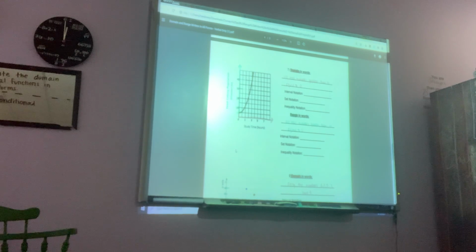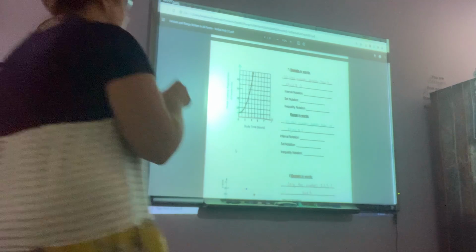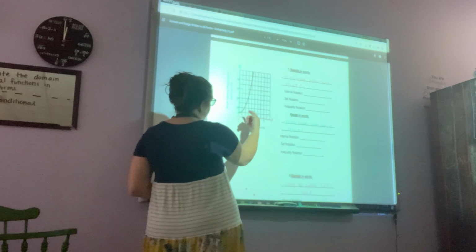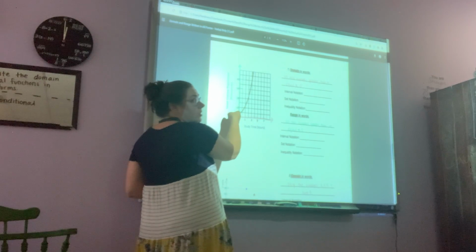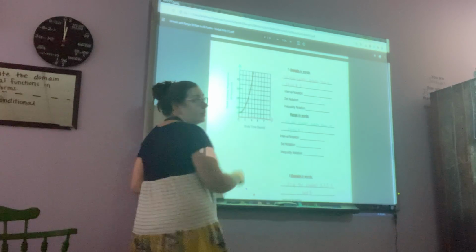Yes, ma'am, Sri. Is it the domain? You put it's greater than or equal to 0, but isn't it 5? No, the domain is 0. The domain is 0 because we're looking at the x's. And yes, it's at 5, but that's for the range. So my domain is still 0 on.